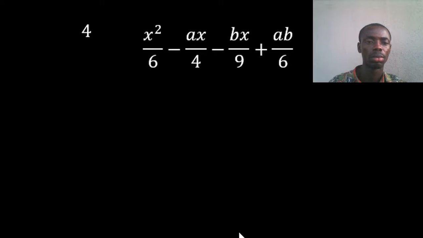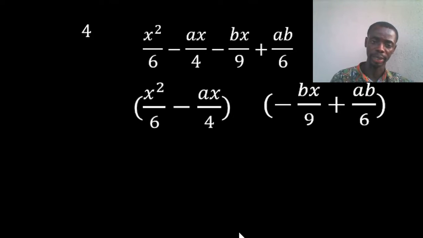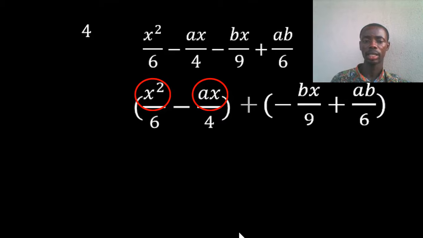4. These are fractions. How do we handle them? Group them into 2 directly. Then let's look at the numerator in the first bracket, we have s squared and as. What is common to s squared and as? What do you think is common? I think as is common.